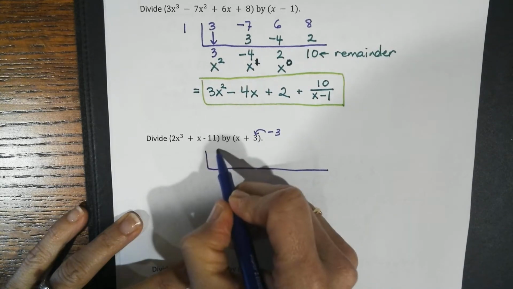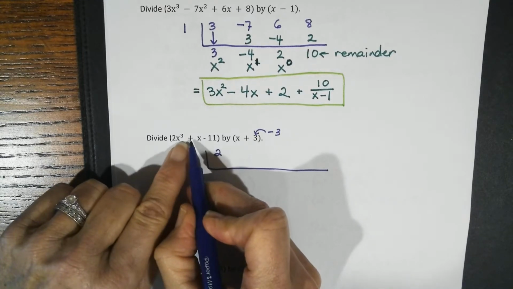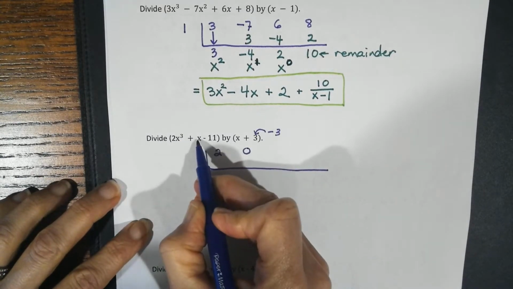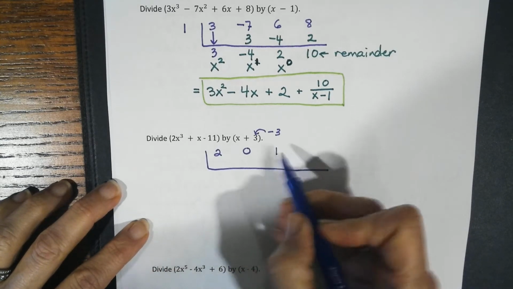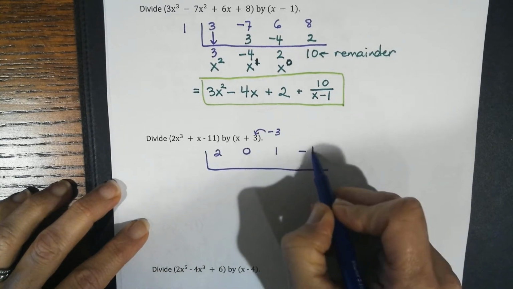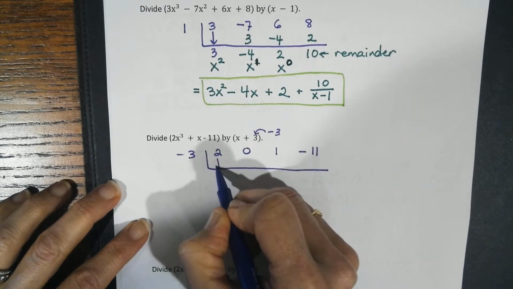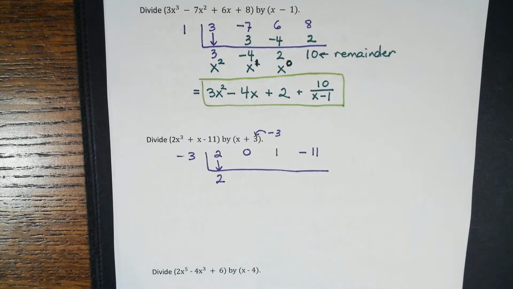My first coefficient is 2. Then I'll need my x squared coefficient here, so that's going to be a 0. Now I'm going to need a 1 next for my x. And then a minus 11 will go here at the end. My minus 3 goes here. And my first step is to bring down the 2.